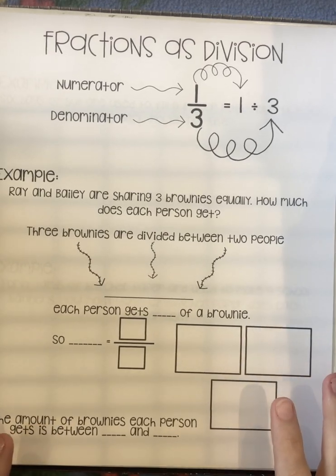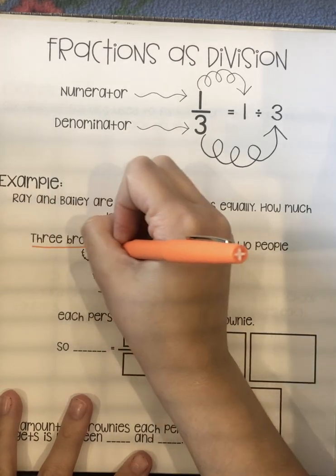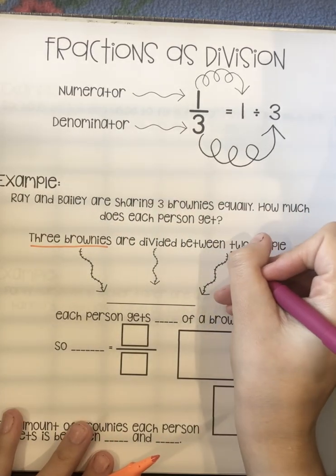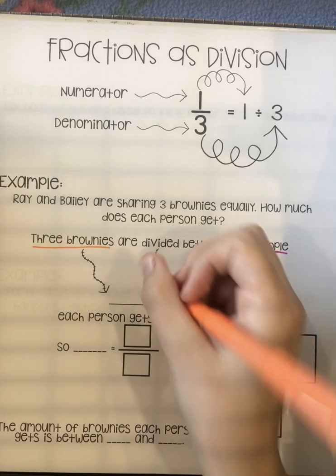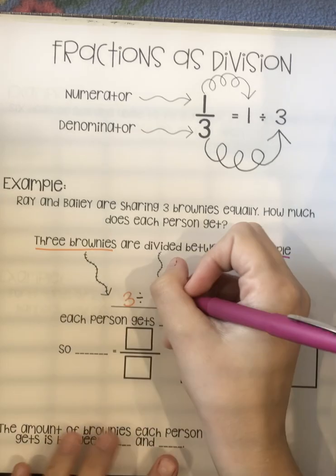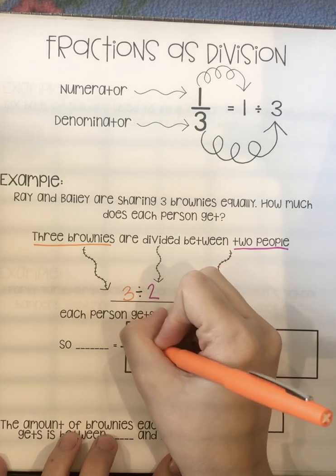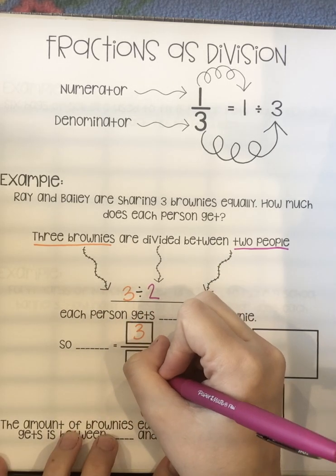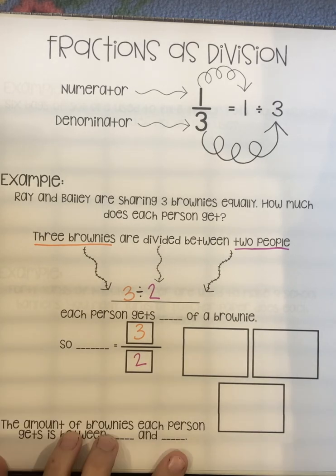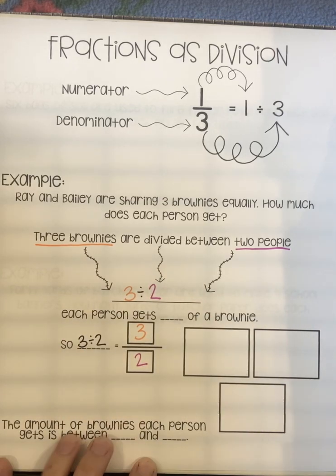So let's look at another example. Ray and Bailey are sharing 3 brownies equally. How much does each person get? So we have 3 brownies that are divided between 2 people. So 3 divided by 2. If we set that up as a fraction, we get 3/2. So 3 divided by 2 gives us the improper fraction of 3/2.